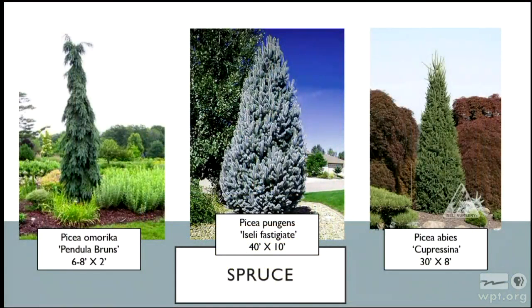So spruce, again, pretty durable. Unfortunately, with that one in the middle there, it's a blue spruce. We have this disease called Rhizosphaera. They don't have testing on this yet. My guess is it's going to get it someday. It might be slower, sooner or later. We don't know.